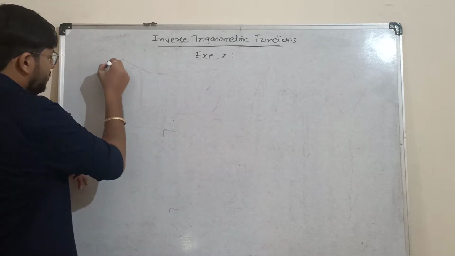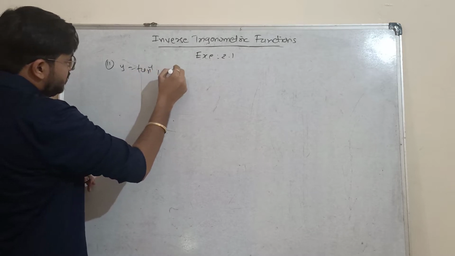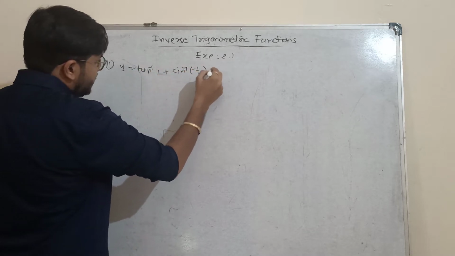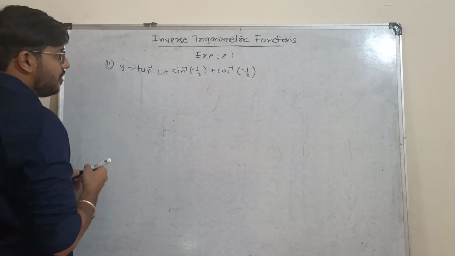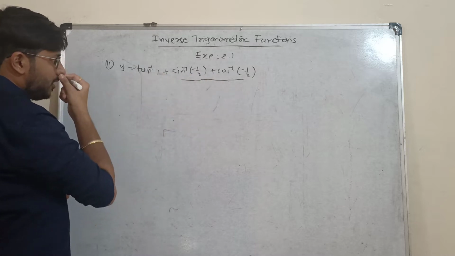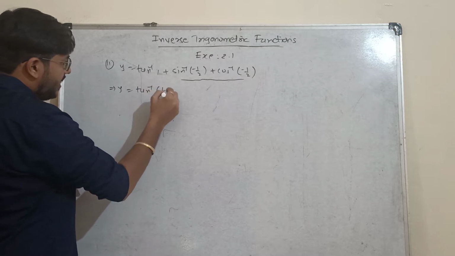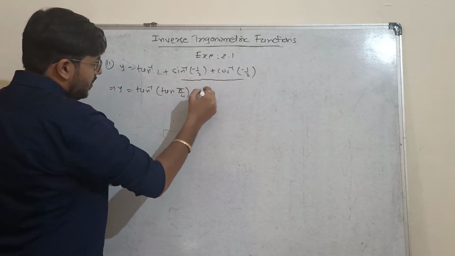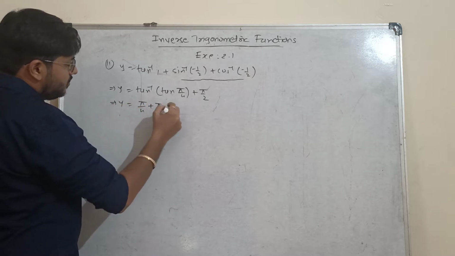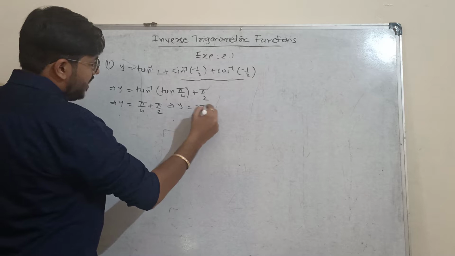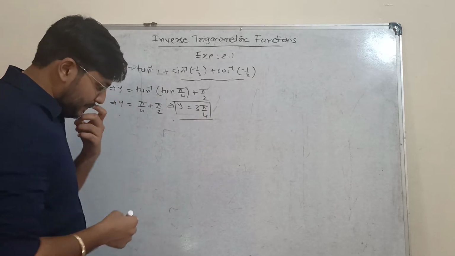In next question we have y equals tan inverse 1 plus sine inverse minus half plus cos inverse minus half. Right? Now we already know the property that sine inverse x plus cos inverse x is equal to pi by 2. So y equals tan inverse of tan pi by 4 plus pi by 2. So y equals pi by 4 plus pi by 2. So it is 3 pi by 4. Right? Next question, number 12.